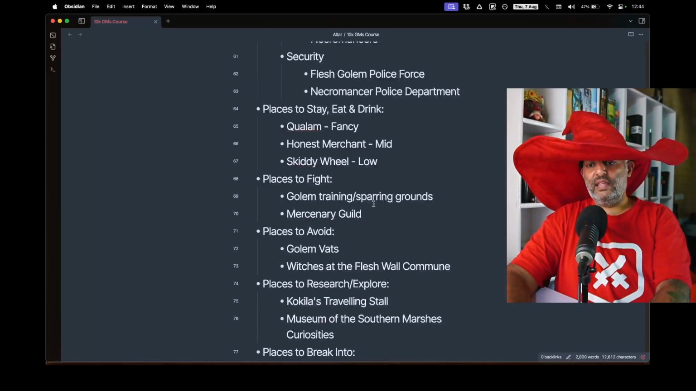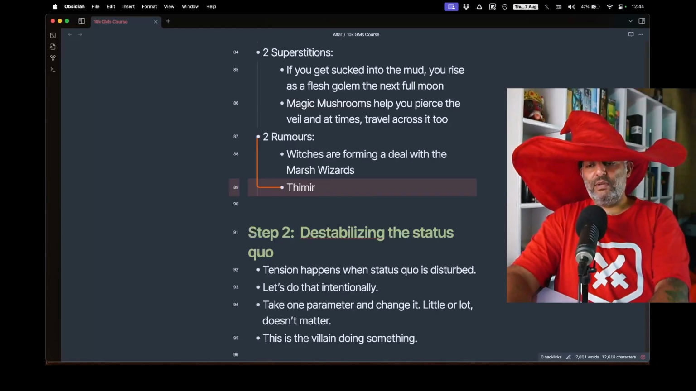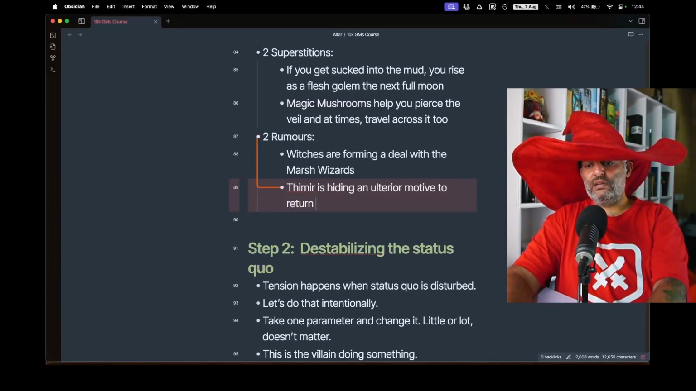Okay. Thimir. Okay, yeah, because we have that as a nice NPC. Thimir is, now I'm just stealing from Diablo 4 lore, hiding an ulterior motive to return to his home.